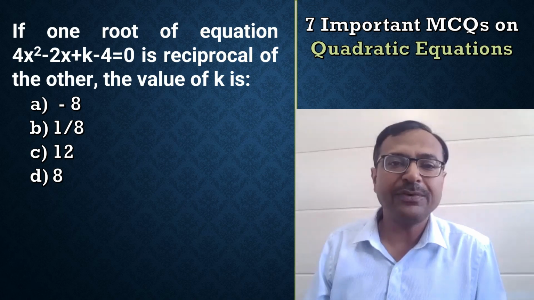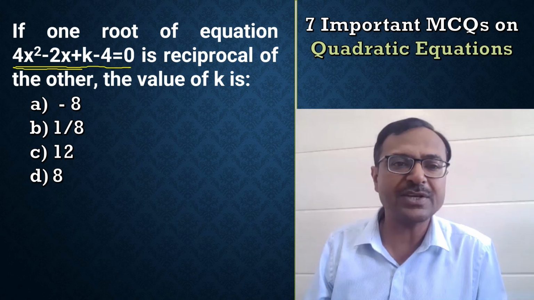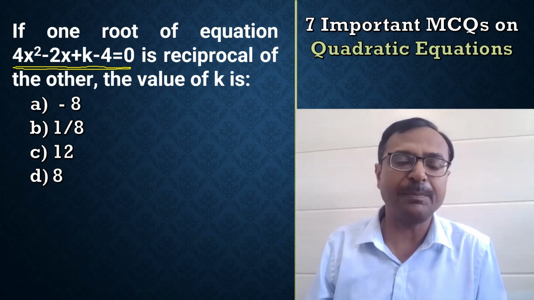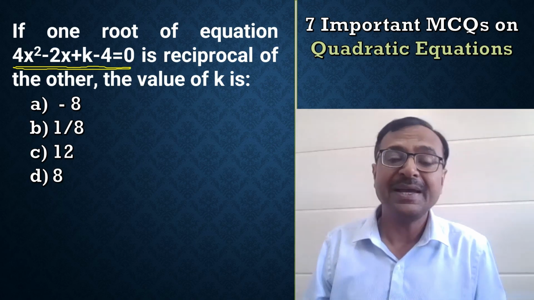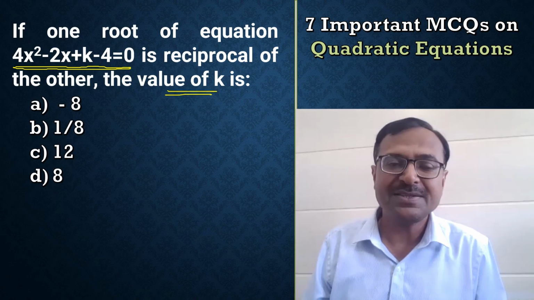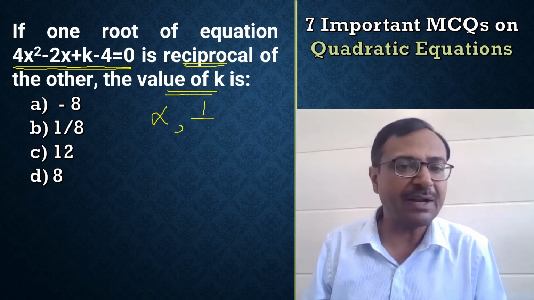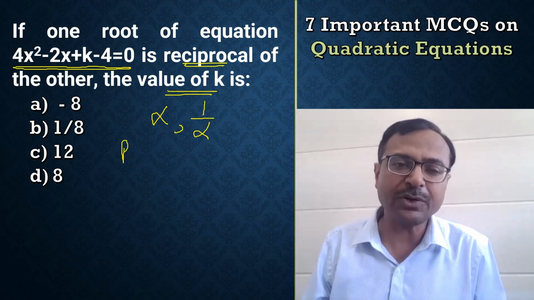If one root of the equation 4x square minus 2x plus k minus 4 equal to 0 is the reciprocal of the other, the value of k is? See, if you assume that one of the roots is alpha, then the other one is the reciprocal, 1 over alpha. So what will be the product of roots?